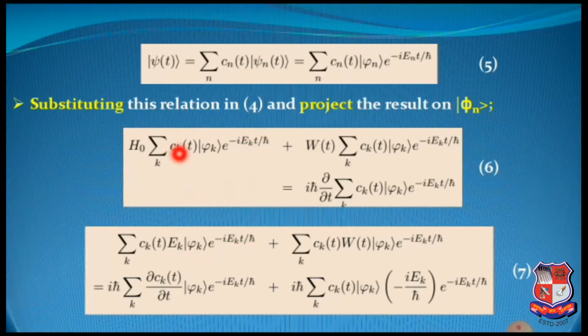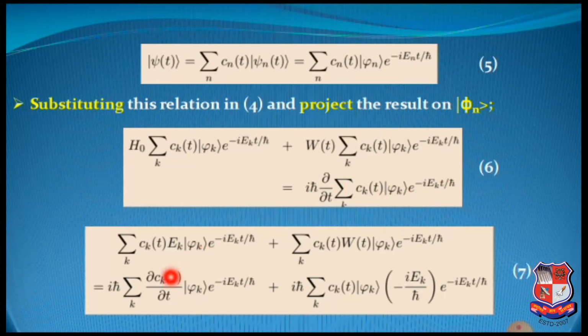This simplifies the equation, where H0 has been divided from all the sides, plus summation over k Ck(t) W(t) is now inside the summation, phi k e raised to minus i Ek t upon h cut is equal to, now we are differentiating this equation, differentiating the right hand side.